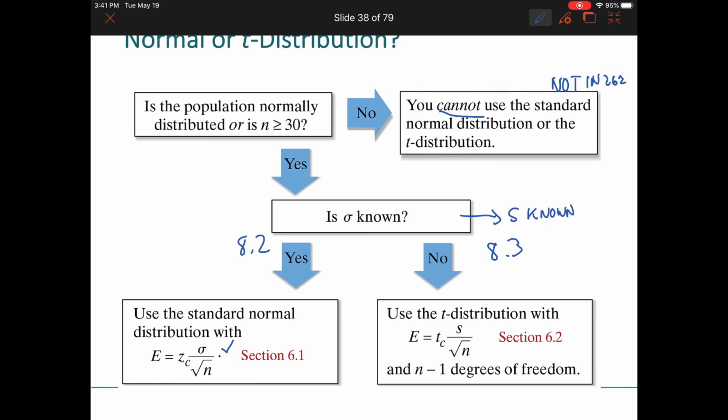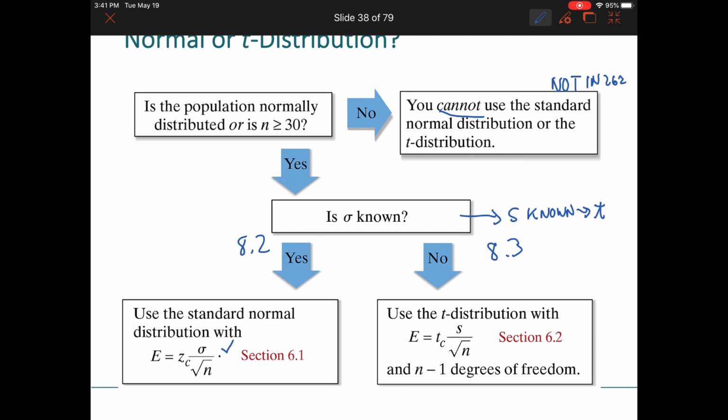But if it's not, then we're in 8.3, and then you must use t because sigma is unknown, which means of course that s is known. And so we have to use s, and then we have to use t. It's just a chain of events that never, ever changes. So once you get the hang of it, it's really pretty obvious. So do you have known sigma or not?